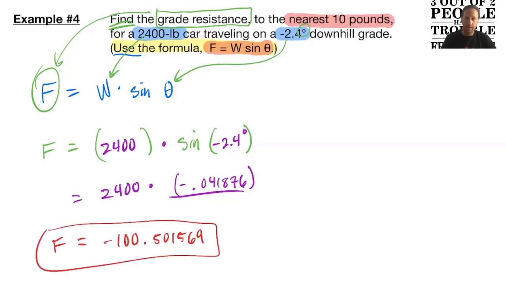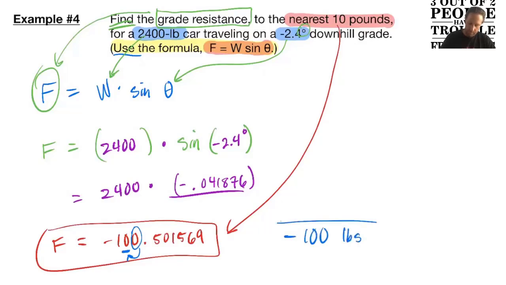Now please remember that they did ask us to round to the nearest 10 pounds, which, remember, for 10 pounds, that would be that digit. So we'd have to look one to the right of it to see what we do here. So my answer would simply be negative 100 pounds of force. Okay, so not all our word problems will be this peculiar and some random formula, but this is one application of a trig function that I wanted to show you.